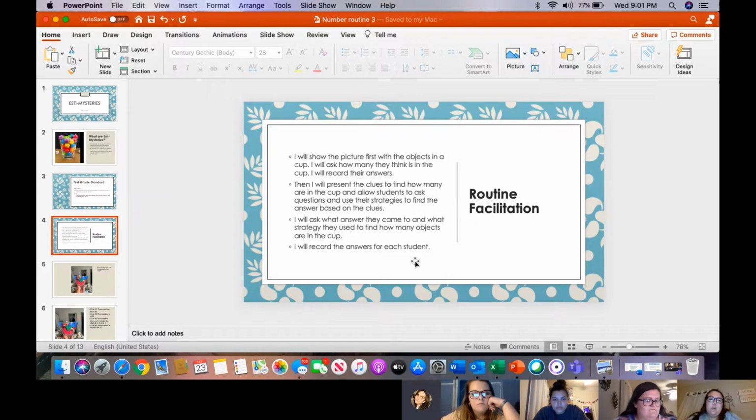I feel like that was self-explanatory, but I'll show the picture first with the objects in a cup, and then I will ask how many they think is in the cup, and then I'll record their answers, and then I will present the clues to find how many are in the cup and allow students to ask questions and use their strategies to find an answer based on the clues.